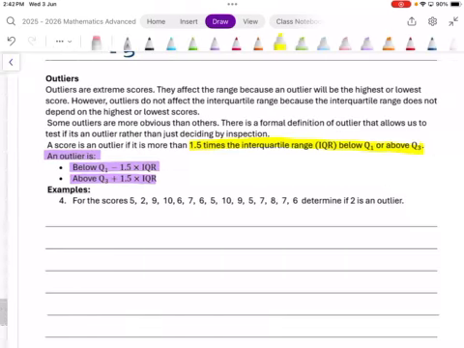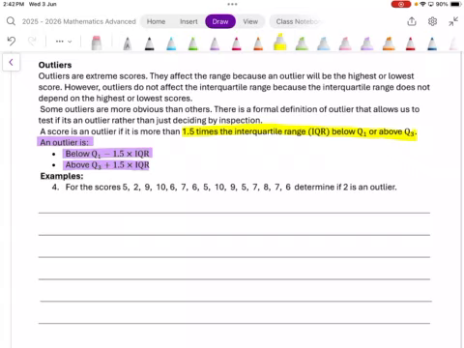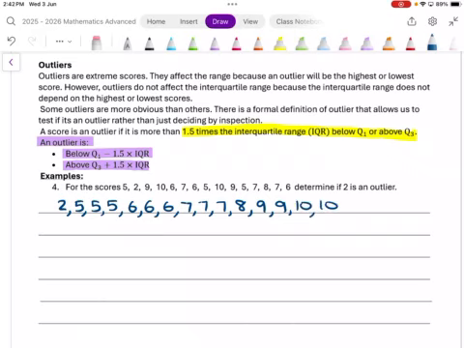So what we have is for the scores 5, 2, 9, 10, 6, 7, 6, 7, 6, 5, 10, 9, 5, 7, 8, 7, 6. We want to determine if 2 is an outlier. So the first thing we're going to do is order our scores. So we're going to go 2, 5, 5, 5, 6, 6, 6, 7, 7, 7, 7, 8, 9, 9, 10, 10. Did I get them all? Yes. Cool. Okay, so we need to first find our interquartile range.